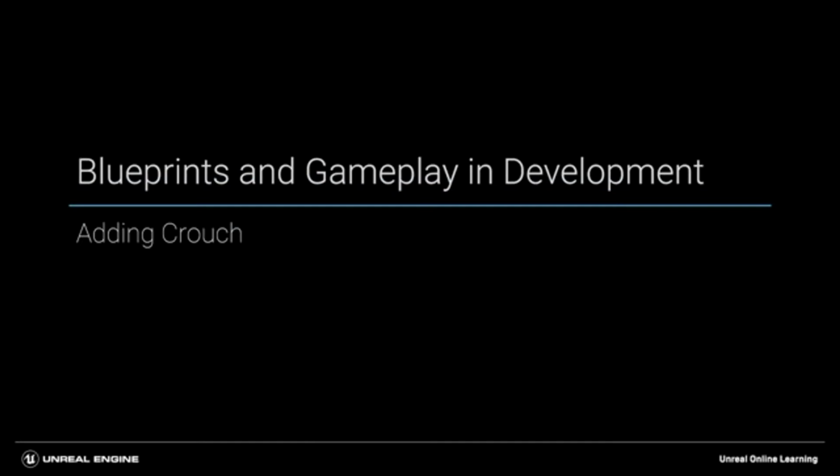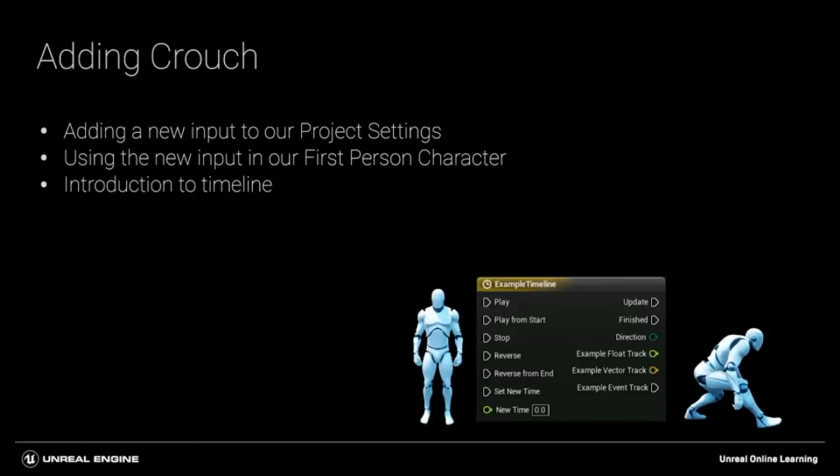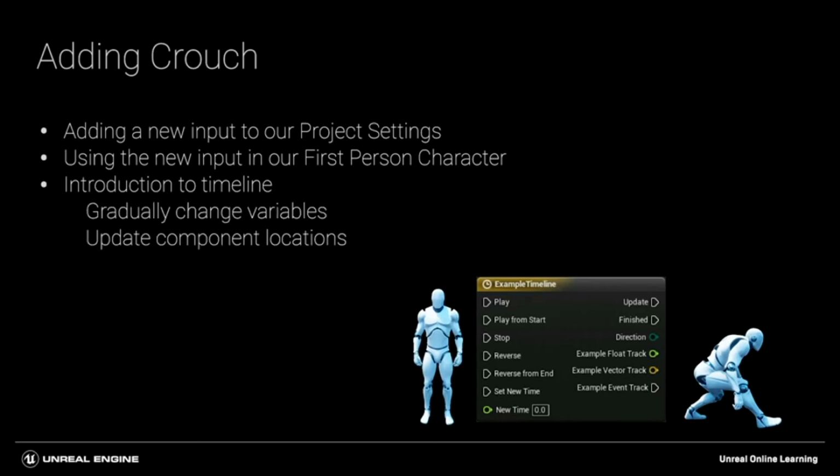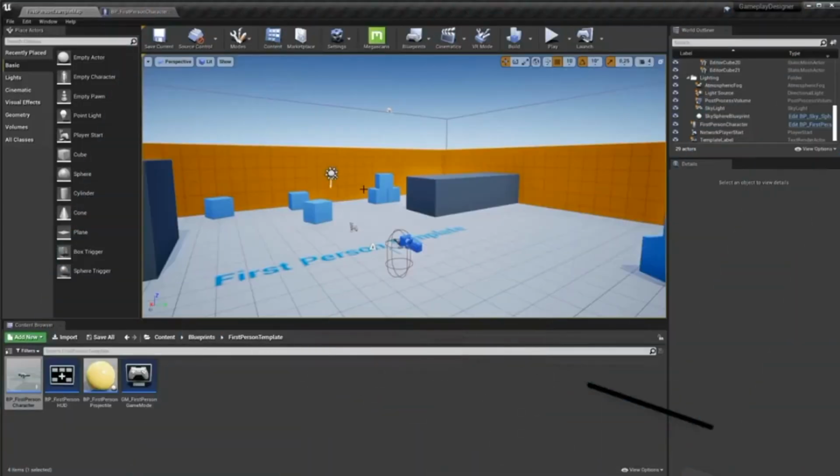In this module, we will be adding the logic for crouching to our first-person player character. We will repeat some steps from the previous module and do some new things. For example, in this module we will start using a timeline, which will allow us to gradually change a variable over a set period of time. In order to add crouching, we need to repeat some steps of the last module.